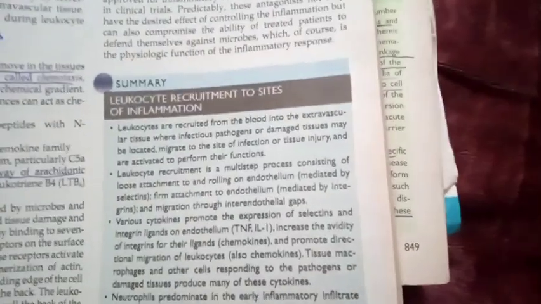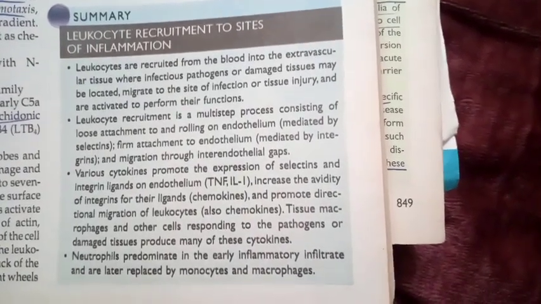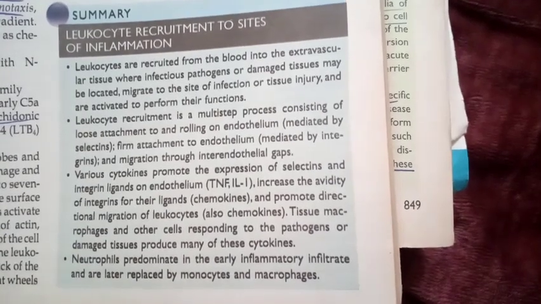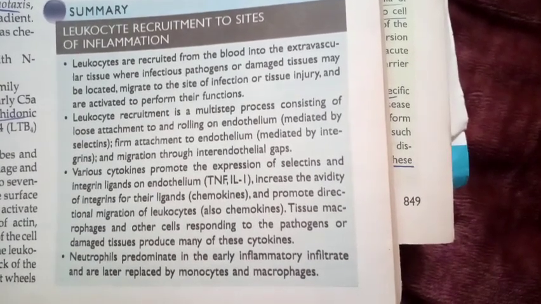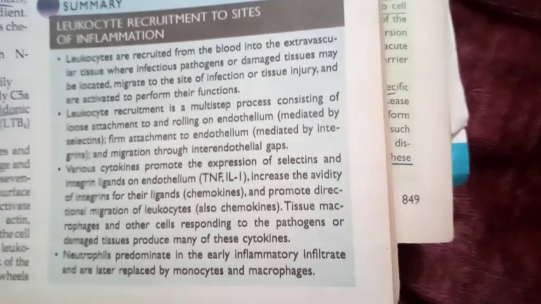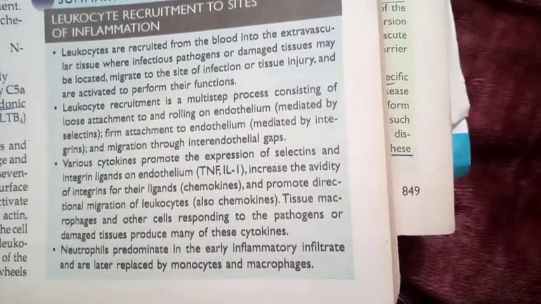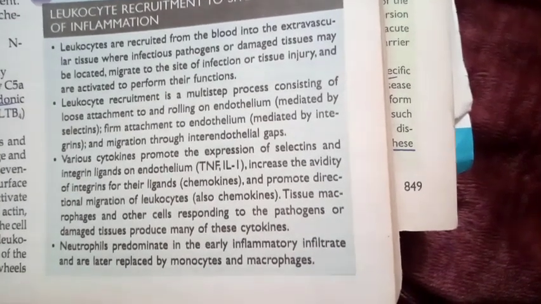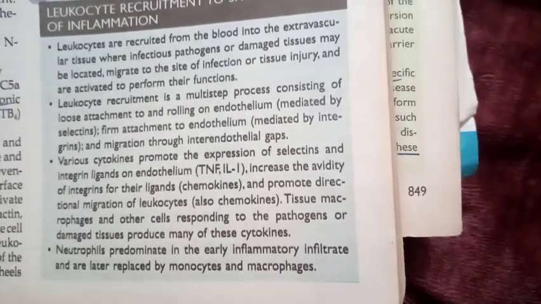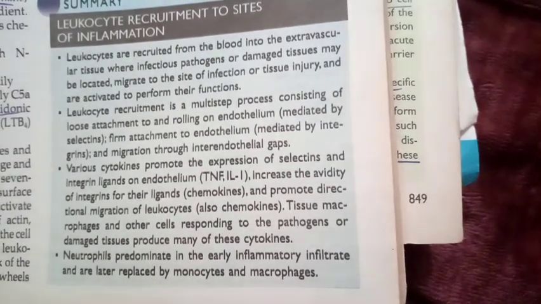Then we come to the summary. Leukocytes are recruited from the blood into extravascular tissue where the infection, pathogens, or damaged tissue may be located, migrate to the site of the infection or tissue injury, and are activated to perform their functions. Leukocyte recruitment is a multi-step process consisting of loose attachment to and rolling on endothelium, mediated by selectins, firm attachment to endothelium mediated by integrins, and migration through the interendothelial gaps.